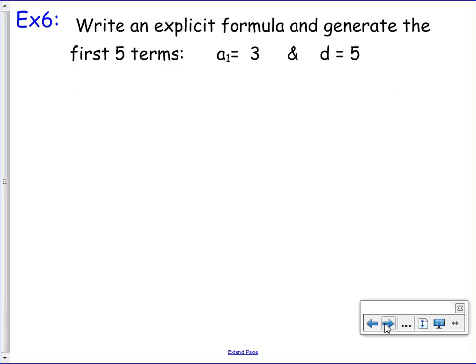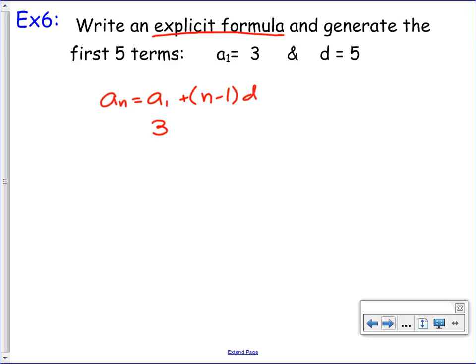Okay, there's 2 parts to this problem. Part 1, the explicit formula. The explicit formula means the general formula. It's AN because it helps you solve for any number. Remember the formula: AN is equal to A1 plus n minus 1 times D. Plug everything in except for AN.